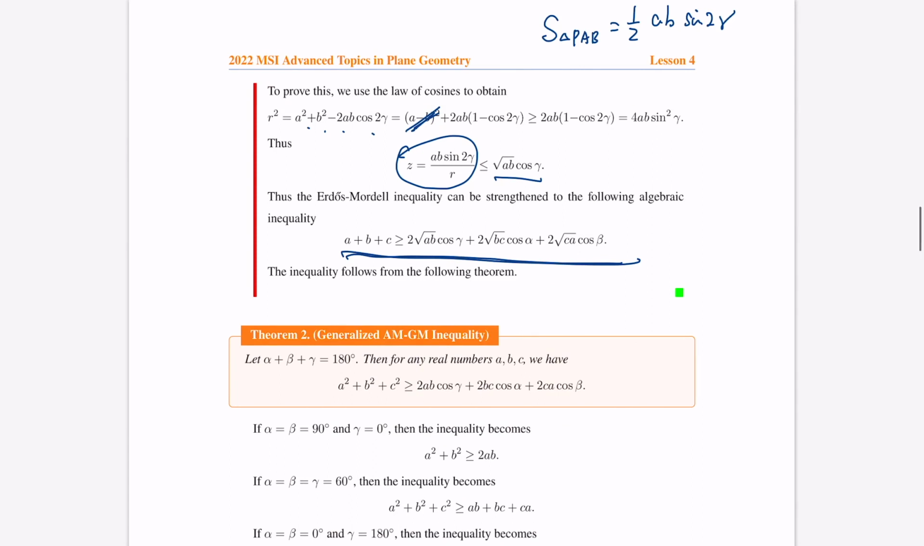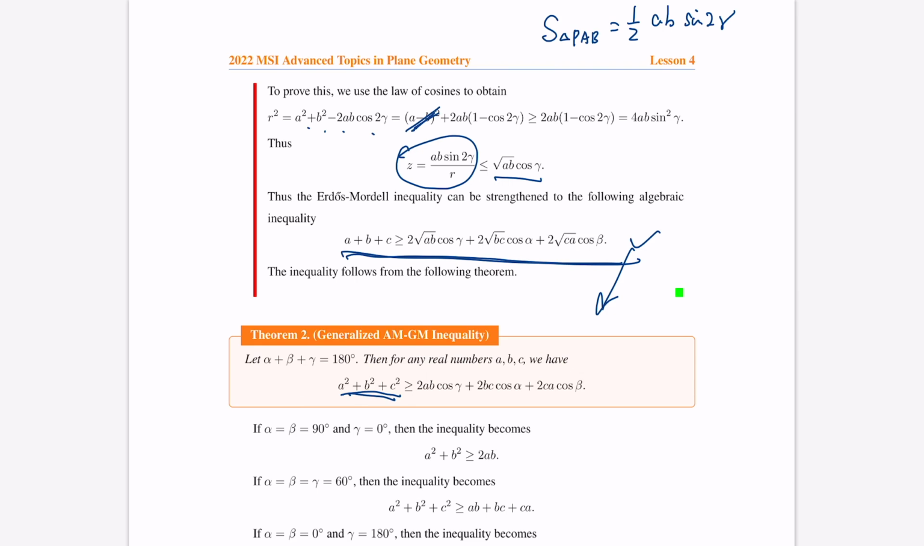Of course, here we require A, B, C to be non-negative real numbers. So this is exactly what I want to prove. But since A, B, C are non-negative numbers, I can always rewrite A as A squared, B as B squared, C as C squared. So the left-hand side is A squared plus B squared plus C squared.